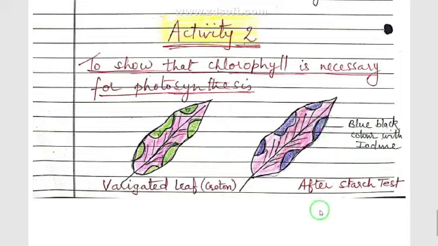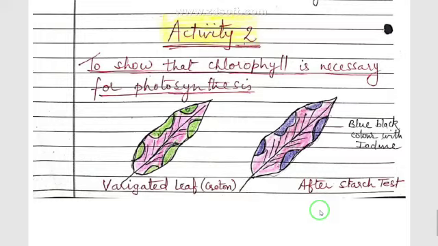Now third activity also we can perform, that sunlight is necessary for photosynthesis. It is very simple. Same process we have to follow. The only change which we have to do, that cover one of the leaves with black paper. One leaf is fully covered with black paper or black cloth so that it does not receive any sunlight. And similarly we'll perform the starch test.